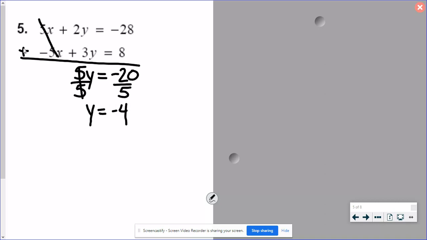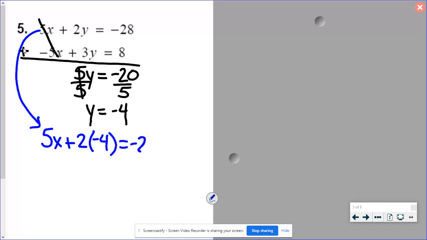Once I know what the y is, I just need to go back and find the x. Again, I really truly prefer my coefficient to be positive. But if you really want to use the one with the negative coefficient, go right ahead. There's nothing wrong with that. So I'm going to use this top equation and say 5x plus 2 times the y, which is -4, equals -28. 2 times a -4 is a -8. And then when I add the 8, that'll be a -20.